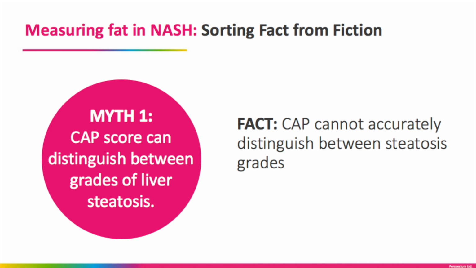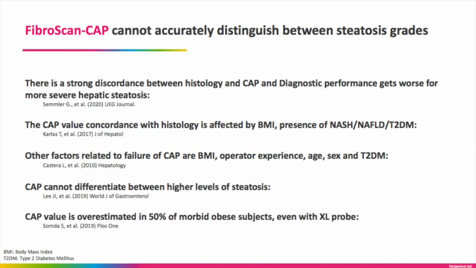This is a very good question, Madison. The fact is that CAP cannot accurately distinguish between grades of steatosis. There are plenty of publications addressing this issue. The fact is that FibroScan CAP cannot accurately distinguish between steatosis grades. Strong discordance has been reported between histology and CAP. This discordance worsens as hepatic steatosis increases, to the point that FibroScan cannot distinguish between grades of steatosis with either the M probe or the XL probe.